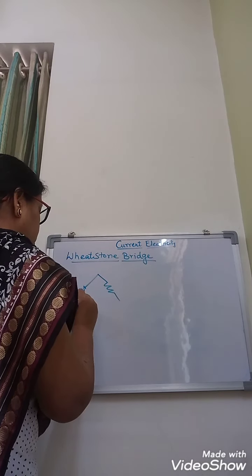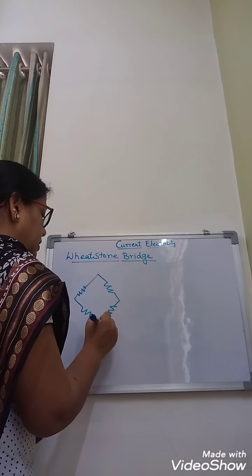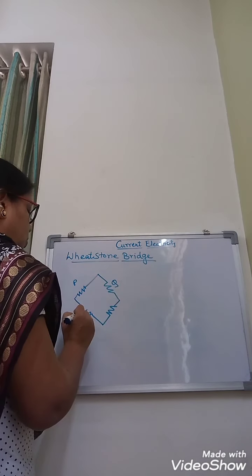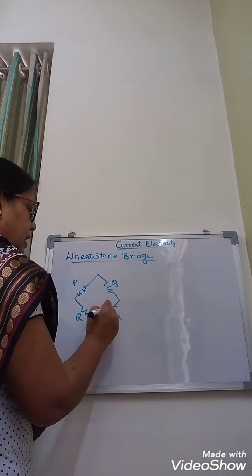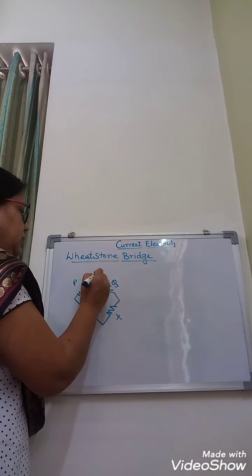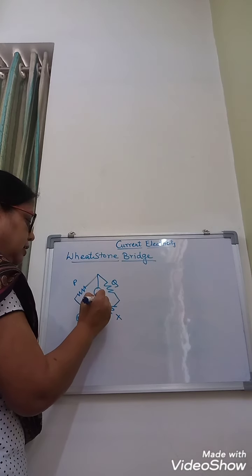Four resistors are joined in the form of one quadrilateral. These four resistors you can name as P, Q, R and X. X is the unknown resistance. Now in between these 2 points there is one galvanometer.